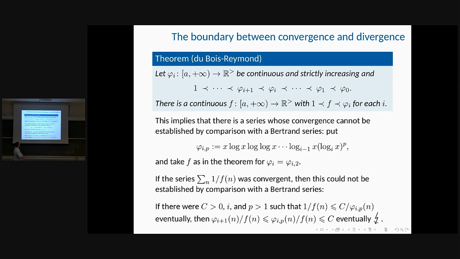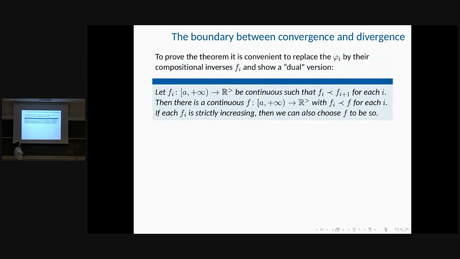So how did he prove this theorem? And this is where the diagonalization will come in a second. So to prove this theorem, it's convenient to dualize it. So instead of working with the phi i's, I'm going to look at the compositional conjugates. They will also go off to infinity. And then instead of the sequence being decreasing in dominance, it will be increasing in dominance. So I call these compositional inverses fi, and they will be increasing. And then what we need to prove is that there is going to be another continuous function which grows faster than all the fi's. Okay.